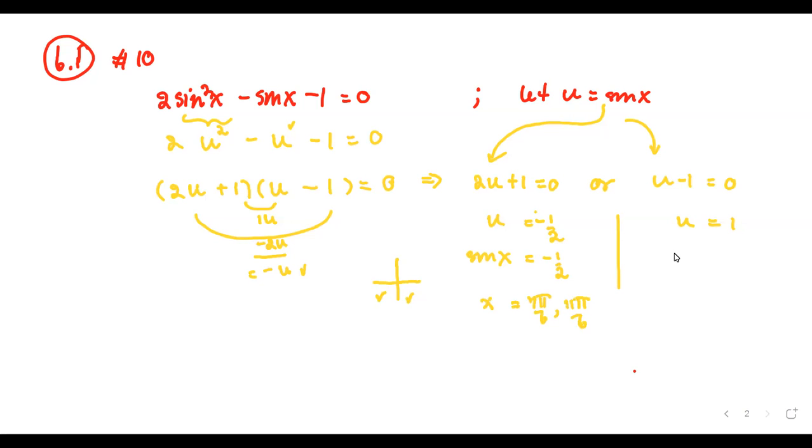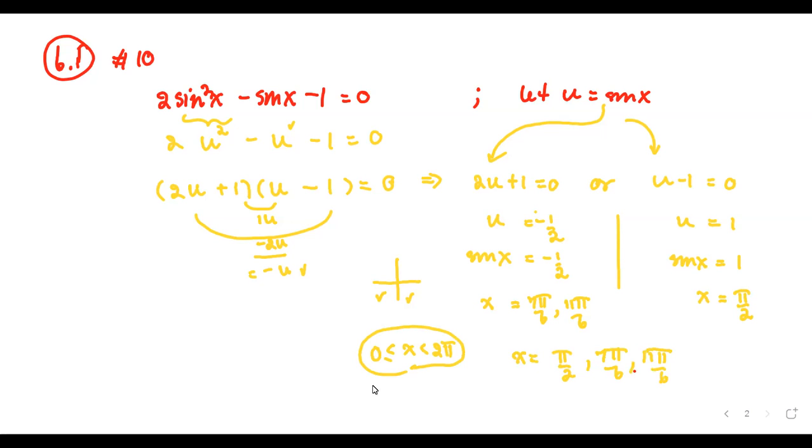For u equals 1, since u is sine x equals 1, that means the angle x will be 90 degrees, which is pi over 2. Now we get 3 solutions for the first revolution, or for x between 0 and 2 pi, as x equals pi over 2, 7 pi over 6, and 11 pi over 6.